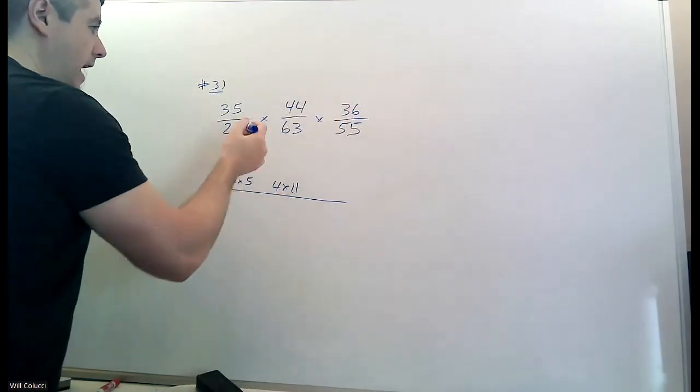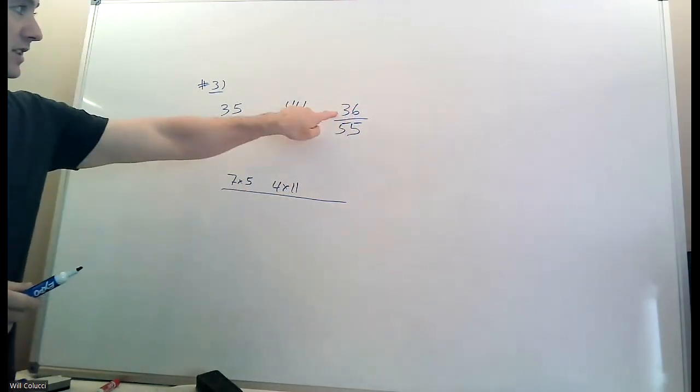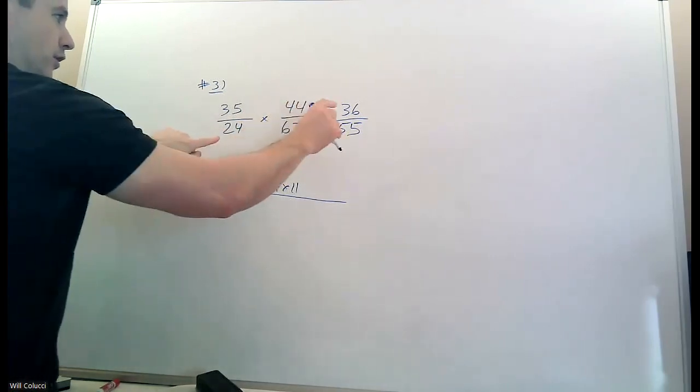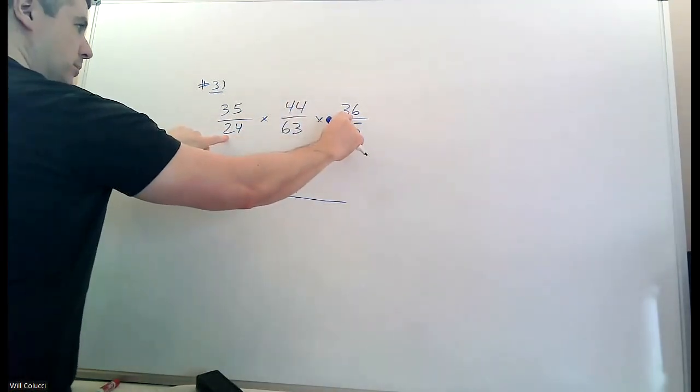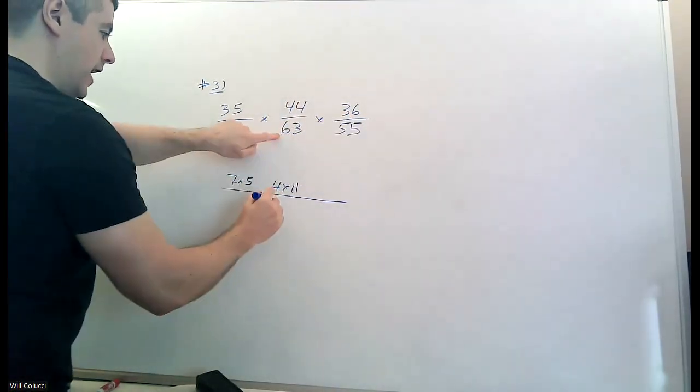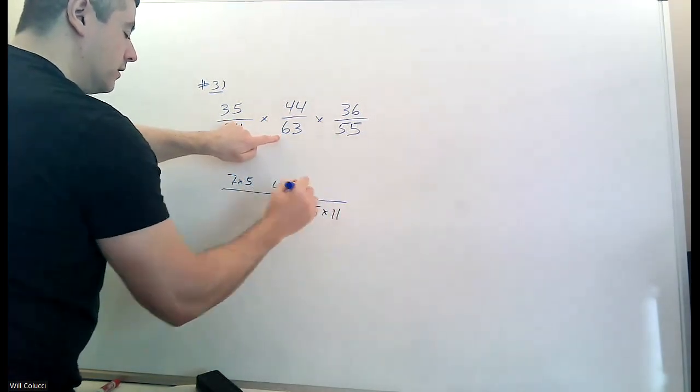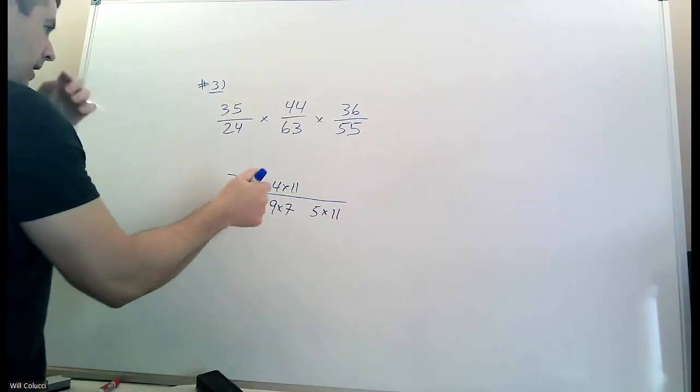Now, 36 is the one where you have a lot of choices. I can do 6 and 6. I can do 4 and 9. I can do this one with 4 and 6. These are the two that I'm looking at in terms of breaking down, right? 63, I don't have a lot of choice, right? I'm going to do 9 and 7. 55, I'm going to do 5 and 11, right? I can already see 11s and 7s.